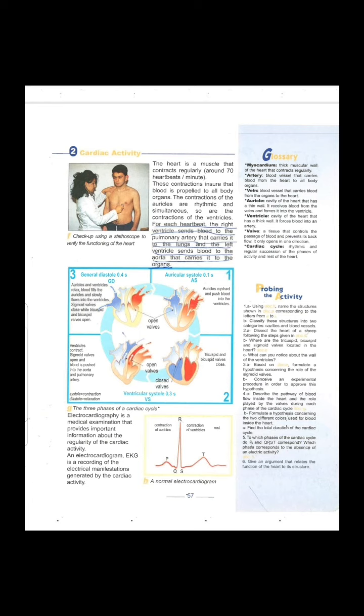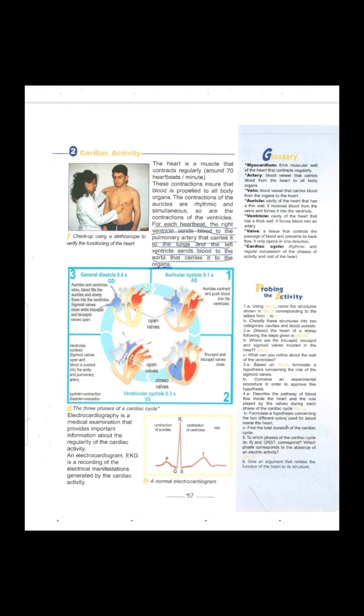So this is the heart. The heart pushes the blood to distribute the oxygen and the nutrients to all the body organs. But these contractions of the auricles are rhythmic and simultaneous. Rhythmic means they have a rhythm, they are regular. And simultaneous means they happen at the same time. So are the contractions of the ventricles. So I have contraction in the auricles, and I have contraction in the ventricles.